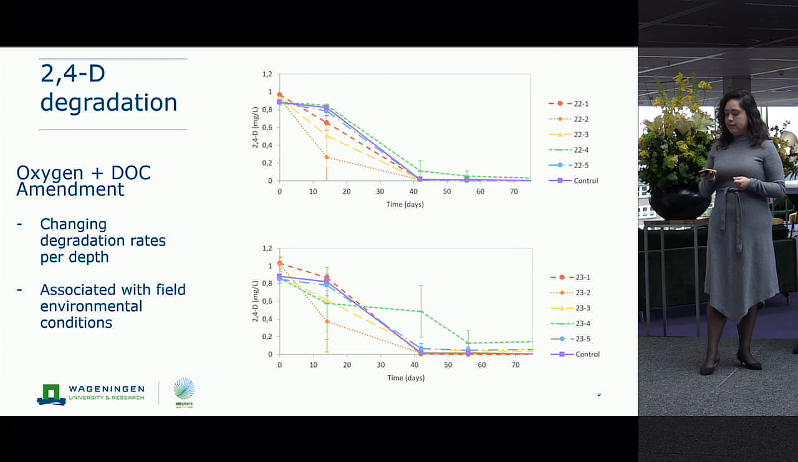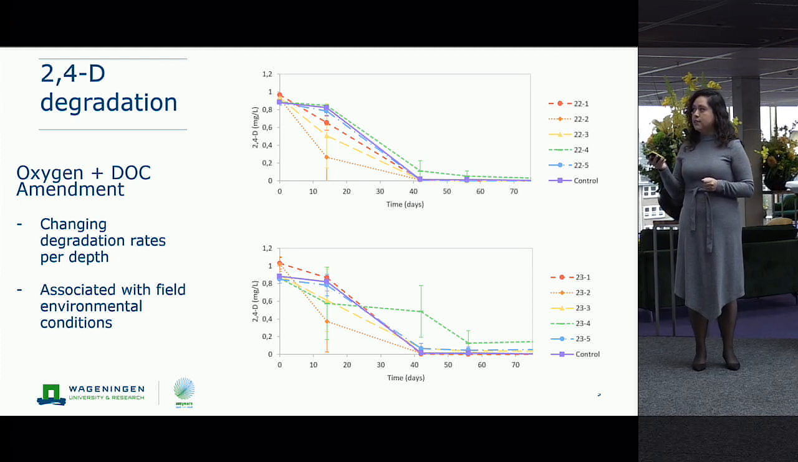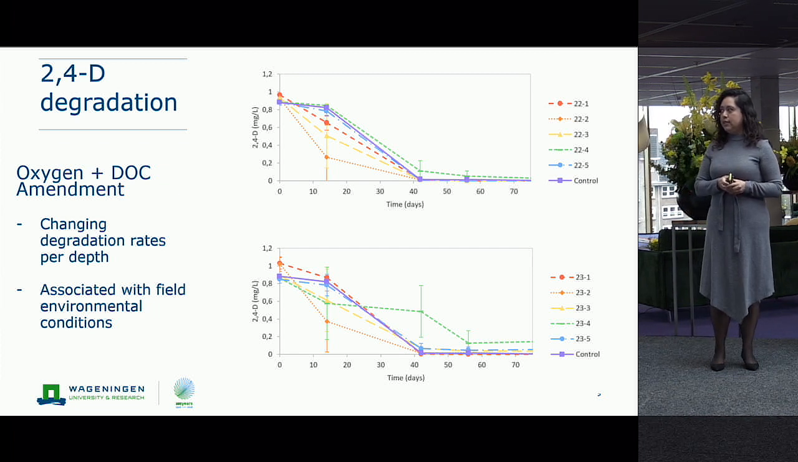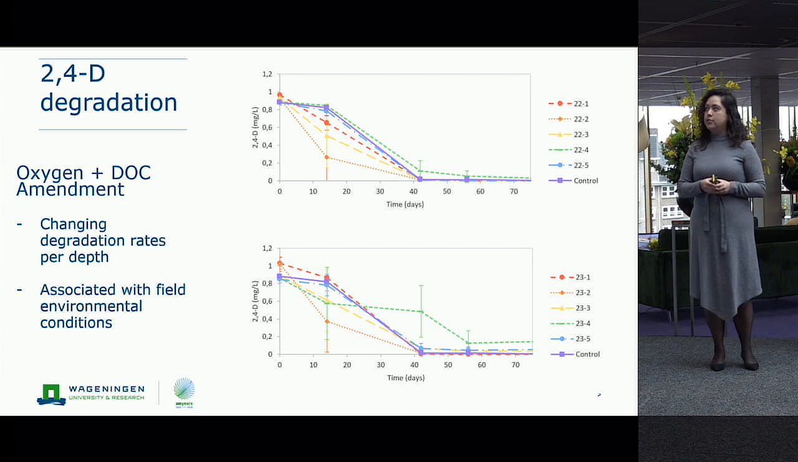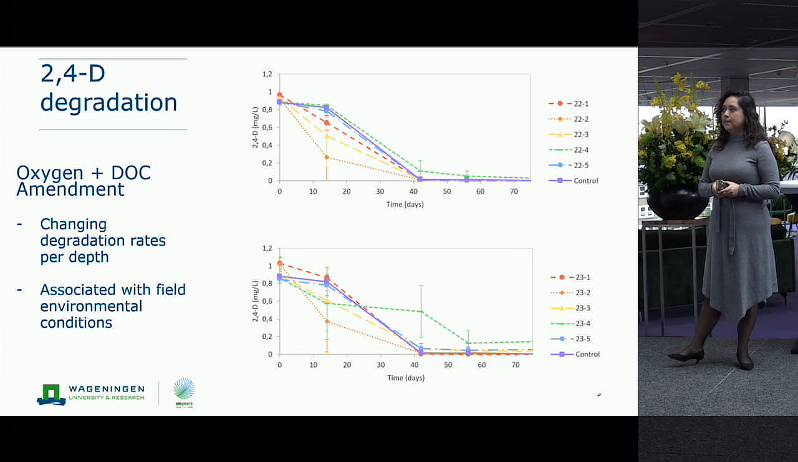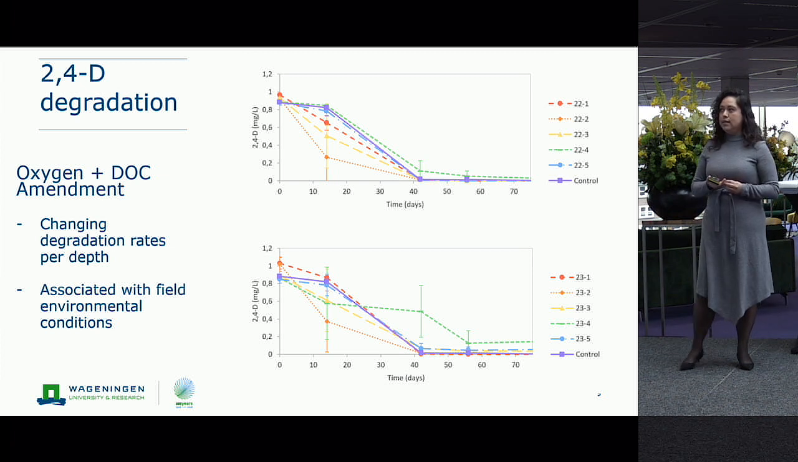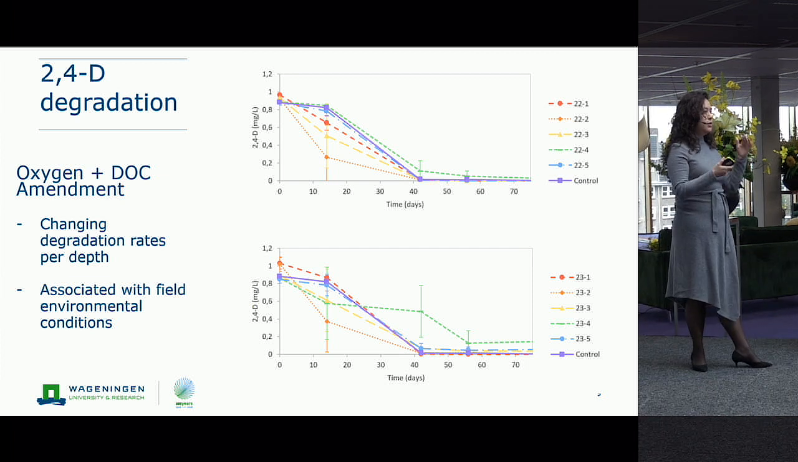Something else that we observed, which is quite interesting, is in these figures. In the upper part, the data is only from well 22, and in the lower part it is from well 23. 22.1 is the most shallow depth and 22.5 is the deepest section. What we observed in the oxygen plus DOC amendment is that the 2,4-D degradation changes depending on the depth.